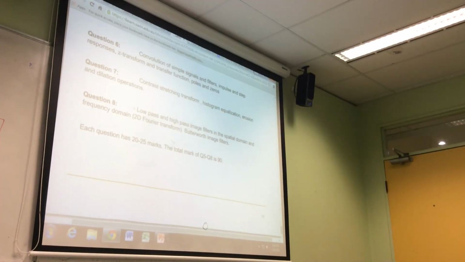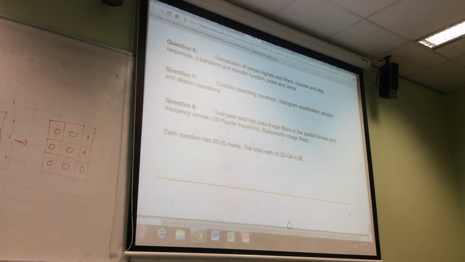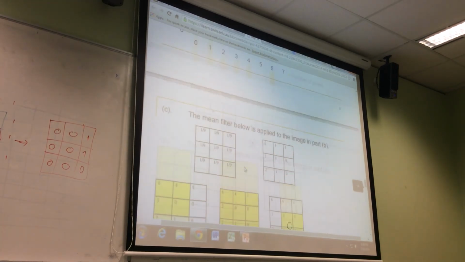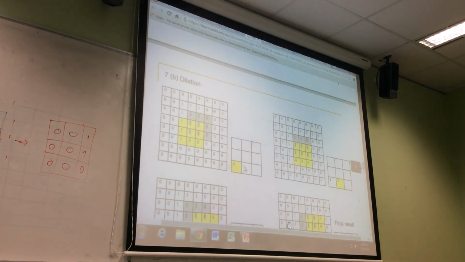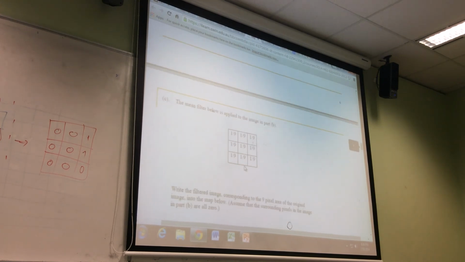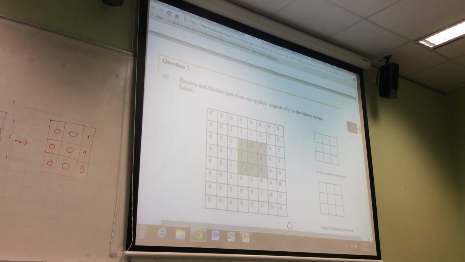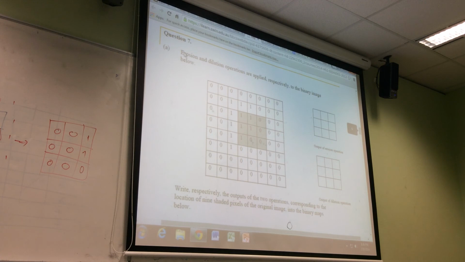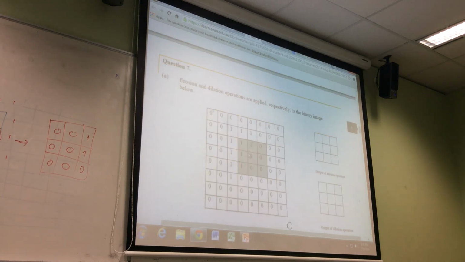And if you want to look at 2011, there's a solution for 2011 on your Blackboard. So this is the question of 2011. You need to apply erosion and dilation to this. I would not do this because the solution is already on Blackboard.